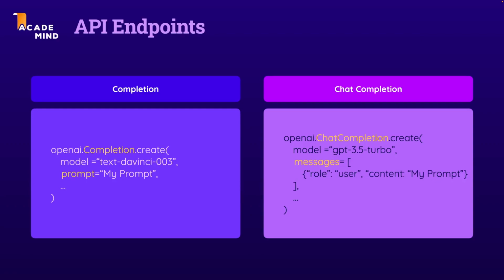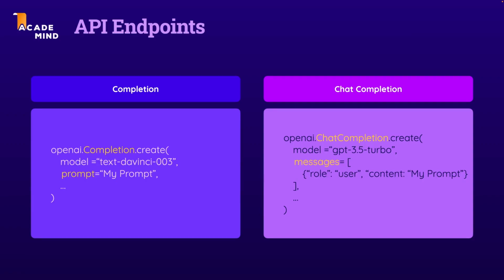I want to get started with two important differences. The first one is that for the completion endpoint, we have openai.completion.create. For chat completion, we have openai.chatCompletion.create. This allows us to access different endpoints. We could refer to these endpoints as different computers that store different ChatGPT models.